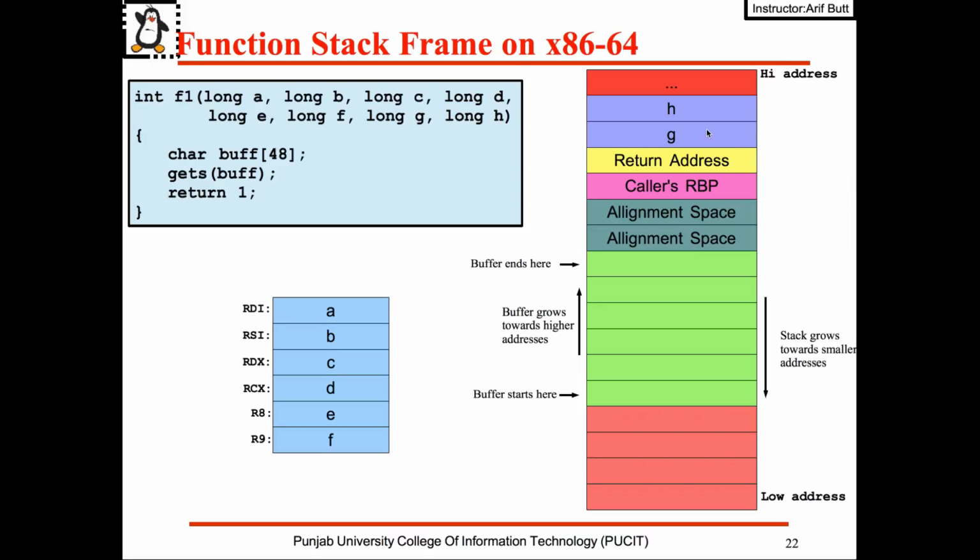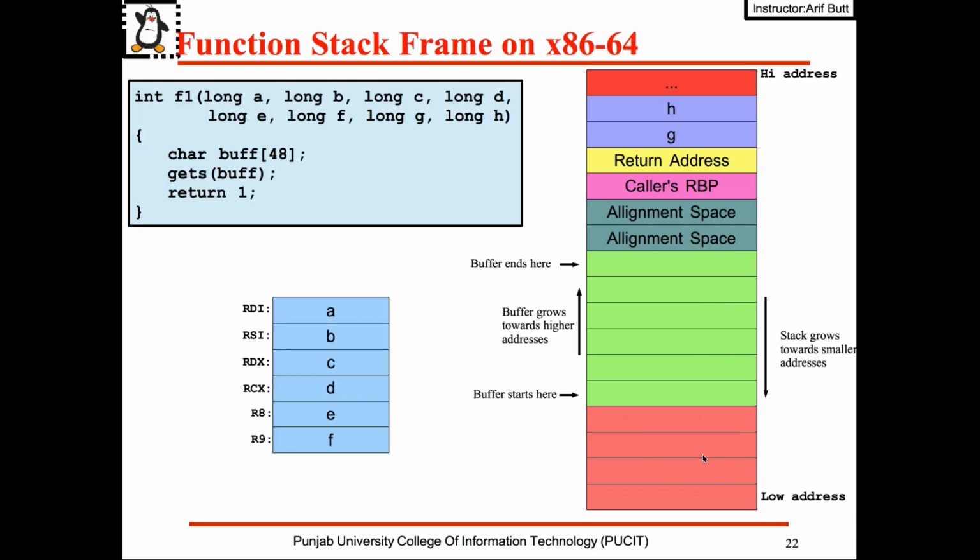Okay, well, this slide shows the function stack frame of this function F1, which is passed 8 arguments, 6 via registers RDI, RSI, RDX, RCX, R8 and R9, and the remaining 2 via stack, pushed from right to left. H is pushed first and then G is pushed. After the arguments, you can see the return address, base pointer, maybe some alignment space, and then space for the local variables.